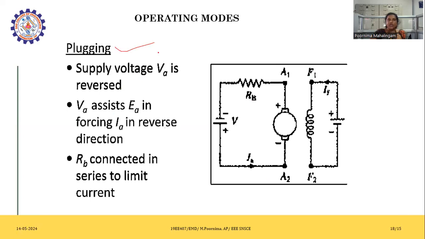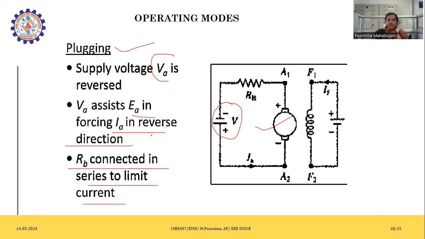Now the plugging mode. Here the supply voltage VA is reversed, and VA assists the back EMF EA, forcing the armature current in the reverse direction. So RB is connected in series to limit the current.